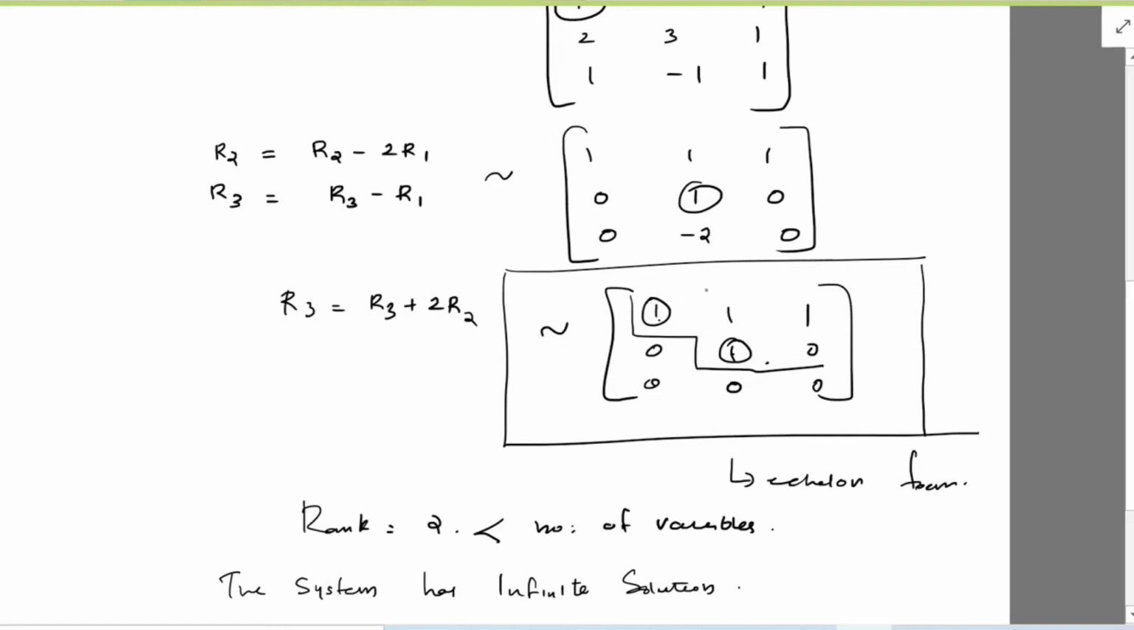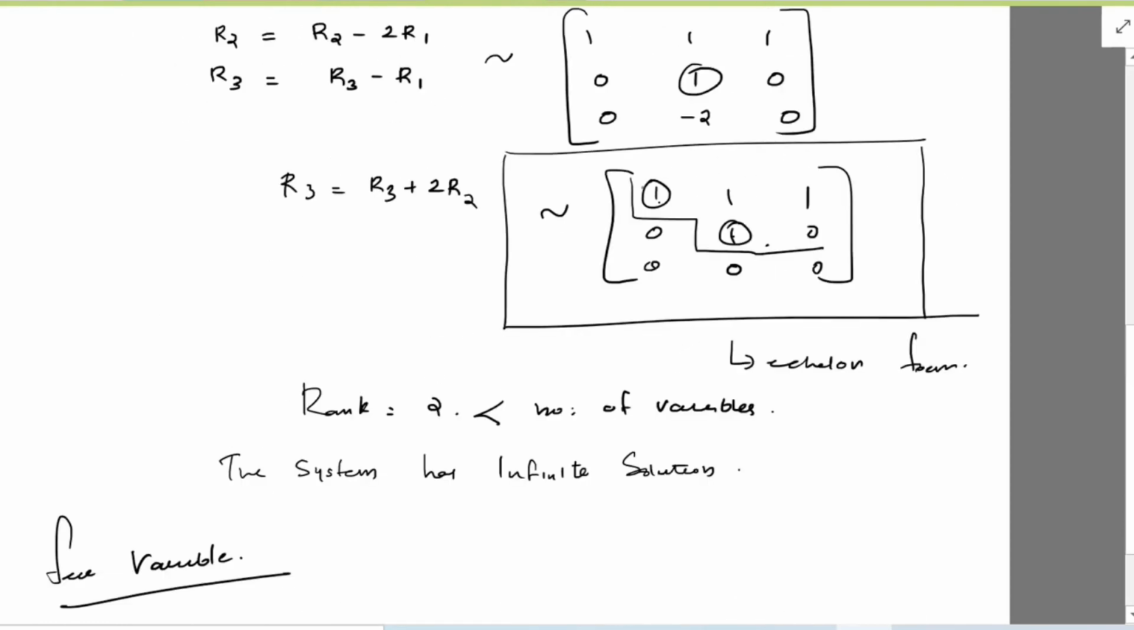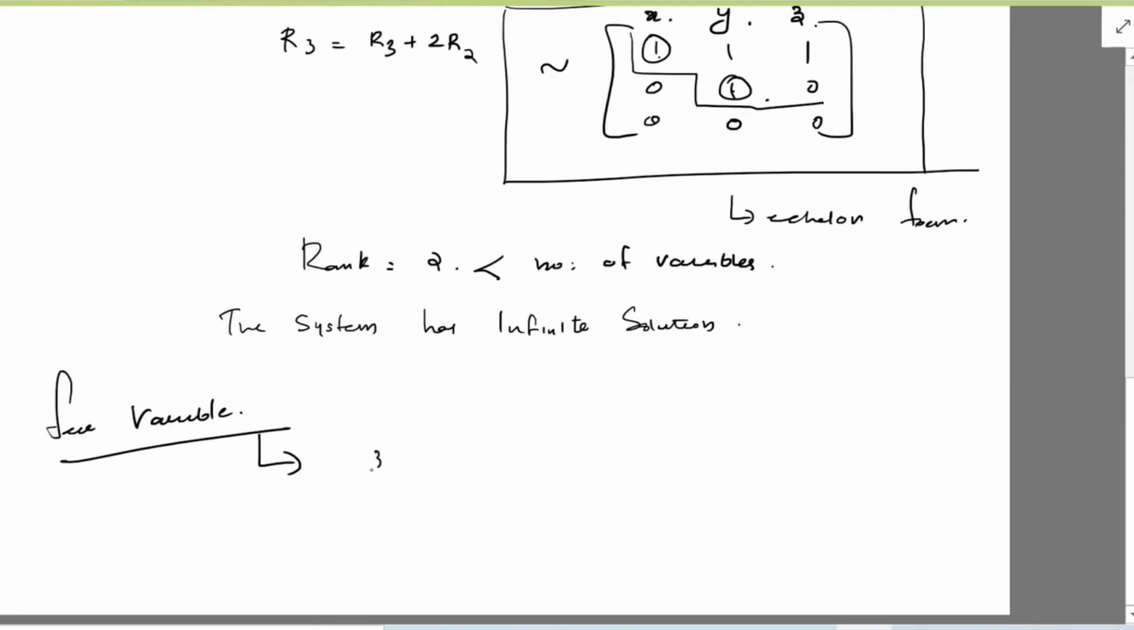Okay, so the first column represents the variable x, the second column represents y, and the third column represents z. So the column at which there is no leading coefficient is the third column, which represents the variable z. So z will be the free variable, because there is no leading coefficient in the third column, and the third column is represented by the variable z.